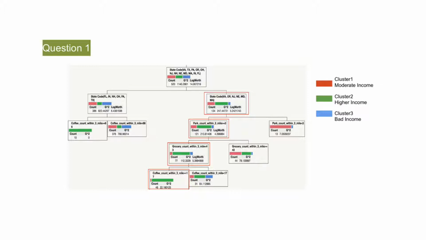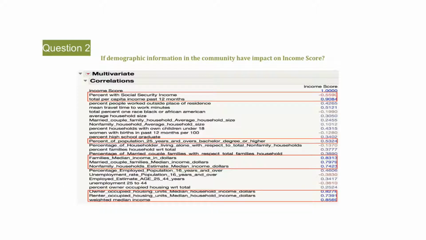Our question 2: if demographic information in the community has impact on income score. First, we picked all the demographic variables to answer our framed question. Then we did variables analysis, correlation between these variables and income score.